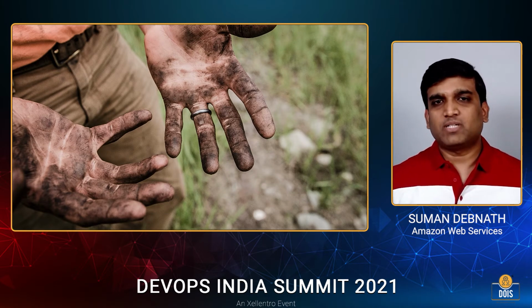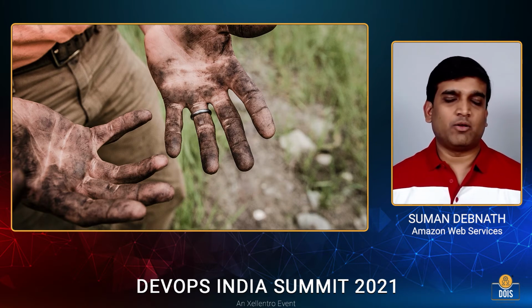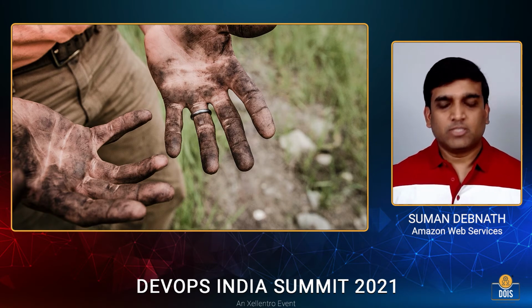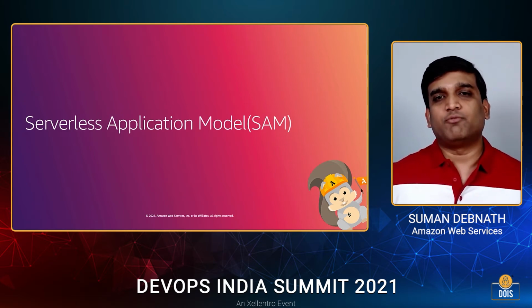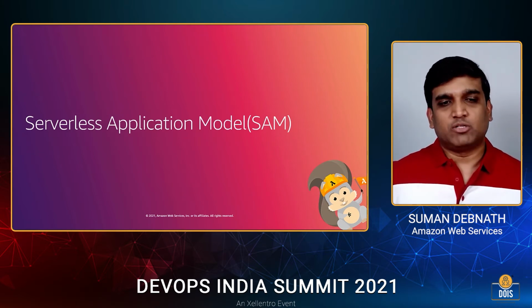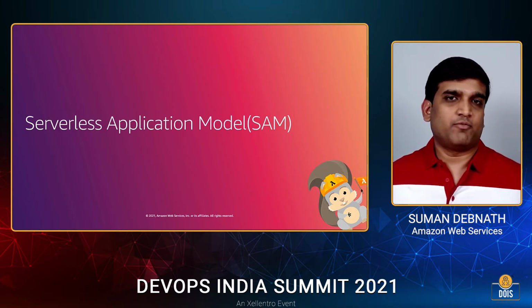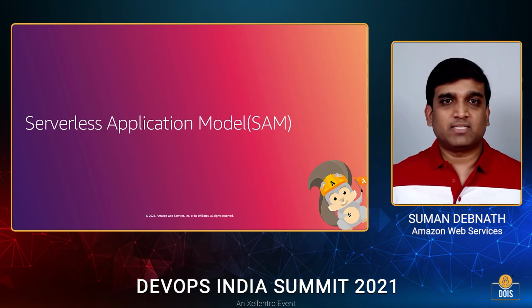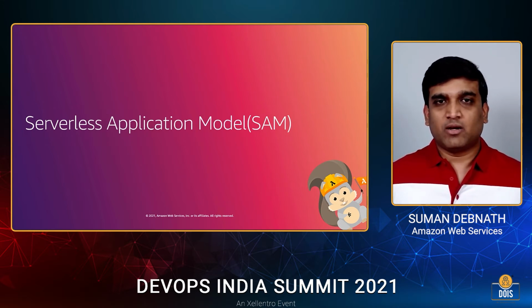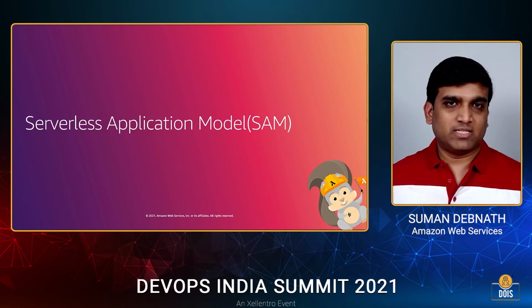So there has to be some good way, because you don't want to get your hands dirty doing all those manual tasks. With that, we are going to introduce a framework called SAM, or Serverless Application Model. This is one of the frameworks from AWS which you can make use of to build a serverless application using your code. It's kind of infrastructure as code for serverless applications.